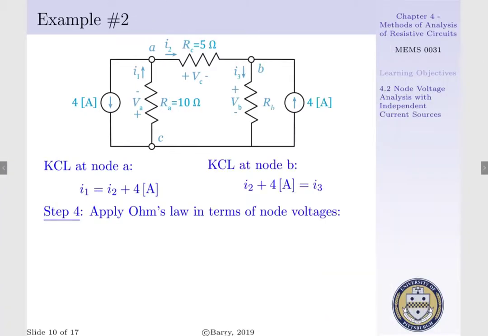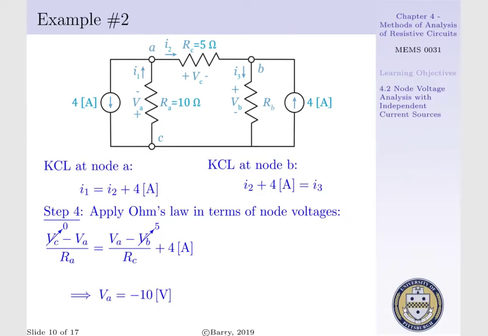Our fourth step within our procedure is to apply Ohm's law in terms of node voltages. Starting with our KCL equation at node A, I1 is equal to VC less VA per RA, where VC is equal to 0, i.e. we designate that as our ground. And this is equal to I2, which is expressed as VA minus VB over RC, plus 4 amps. We can directly solve for VA given RA is equal to 10 ohms and RC is equal to 5 ohms, such that VA is equal to minus 10 volts.